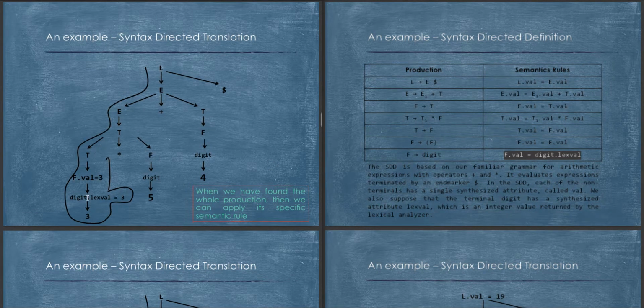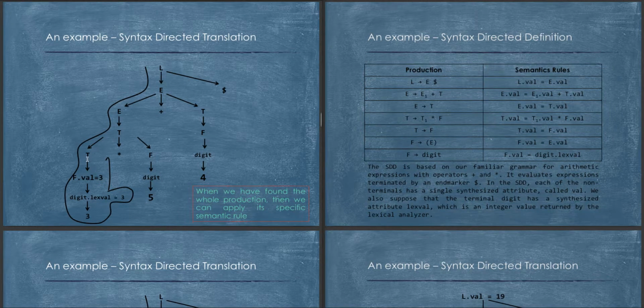You see in the next slide, we have calculated F.val, right? So F.val is equal to 3. Why? Because if we get digit from F, then its semantic rule is F.val equals digit.lexval. Since the value of that is 3, my F.val is 3, right? Okay, so let's continue.